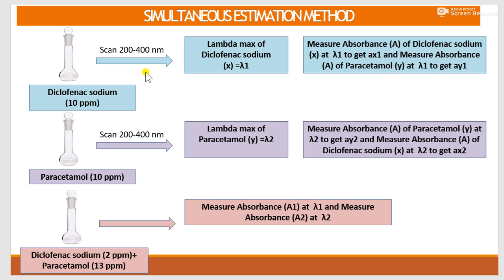So to start with, as we know, in the simultaneous equation method we require two lambdas, that is, the lambda max of both the components. The components are diclofenac sodium and paracetamol. So the first step is to get the lambda max of both solutions. Both the solutions are individually scanned using 0.1 normal NaOH as a blank from 200 to 400 nanometer, and the lambda max is obtained.